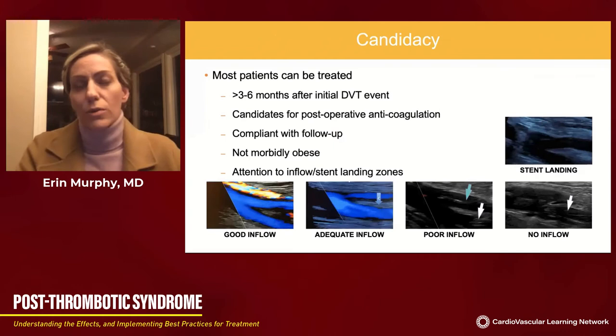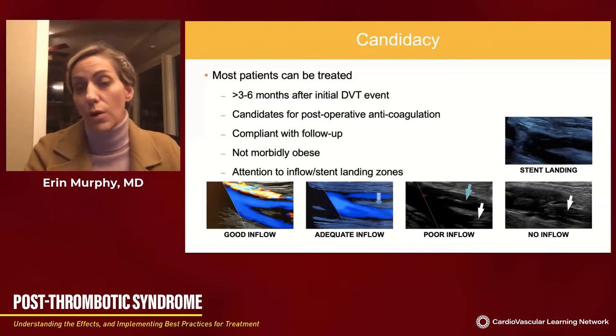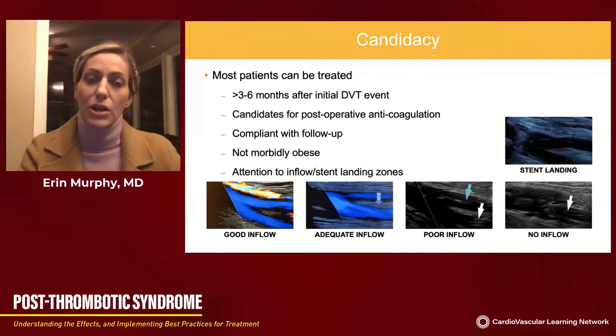When I'm talking about candidacy, again, most patients do have an option. Generally, 3 to 6 months after the initial DVT event, we look for patients that are candidates for postoperative anticoagulation. The majority of patients with post-thrombotic disease have inflow disease, some have clotting disorders, they may have recurrent events. So a good proportion of these patients do require some degree of long-term anticoagulation that will improve their stent patency. So it's important that the patients are going to be compliant with follow-up.